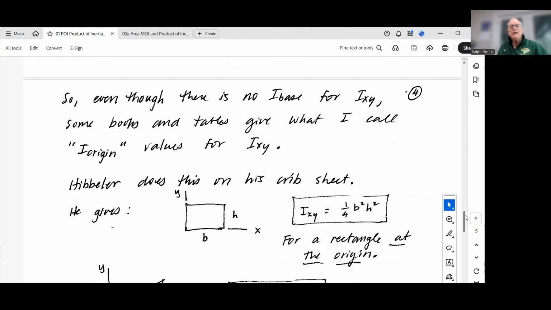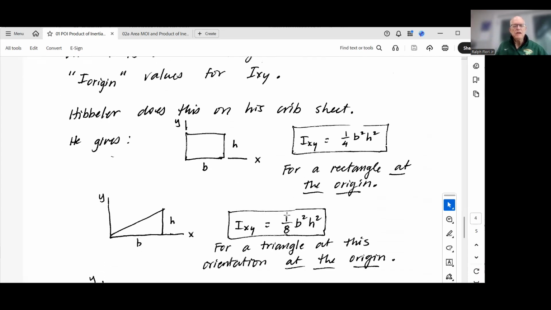However, some books and tables give what I call I origin values for Ixy. So what is an I origin value? Hibbeler does this. In a table for a rectangle, he gives you an Ixy for this rectangle about x and y axes at the lower left corner of the rectangle, and it's equal to 1/4 b squared h squared. So if you have a rectangle resting at the origin, touching both the x and the y axis, this is its Ixy.